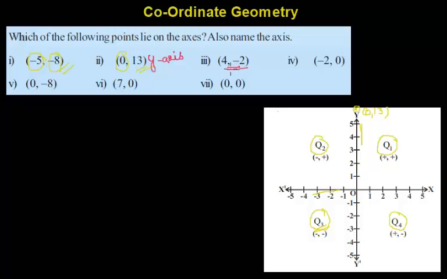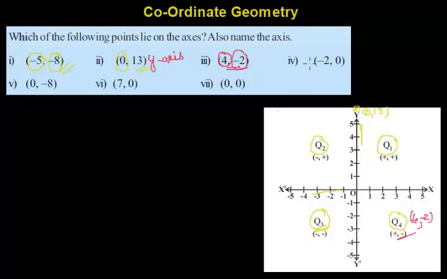Now, let us take the third one. The third point is 4, -2. If you see the x-coordinate or the abscissa, it is 4, which is positive, and the ordinate is -2, which is negative, and it comes to the Q4 quadrant, because positive and negative signs come to Q4 quadrant. So, this point can be marked here in this quadrant. That means it is not lying on any axis.